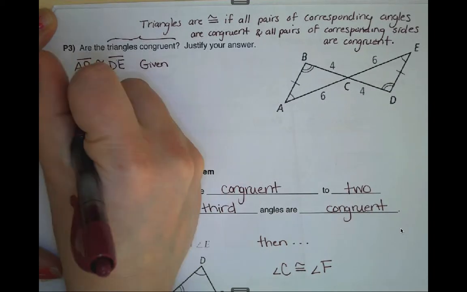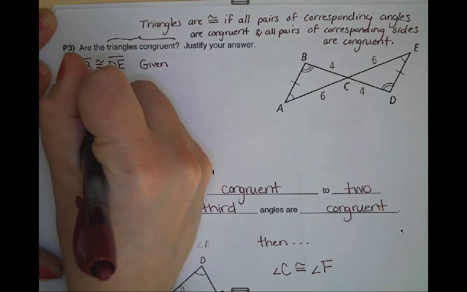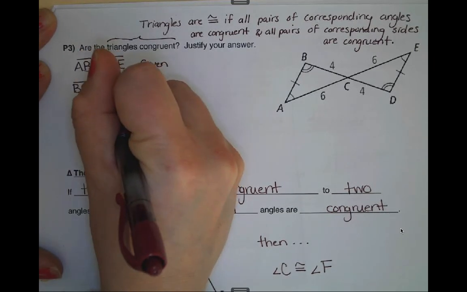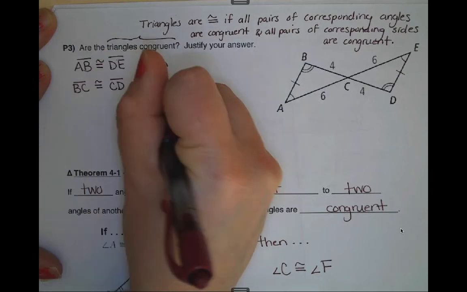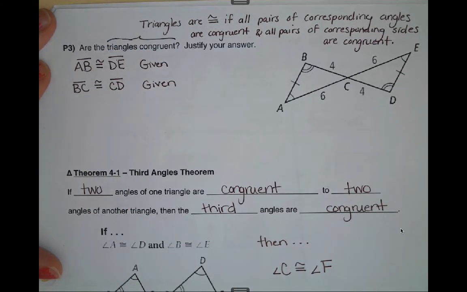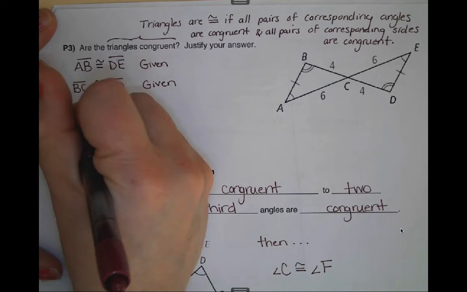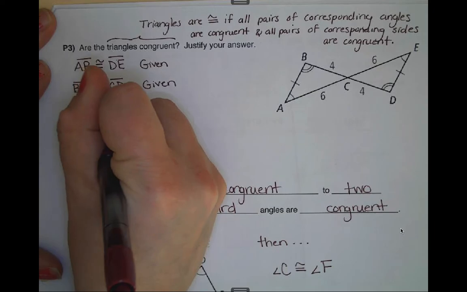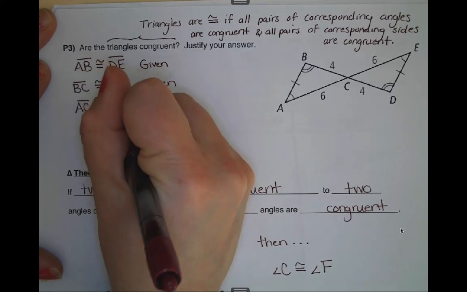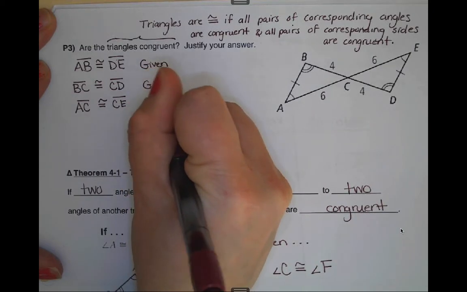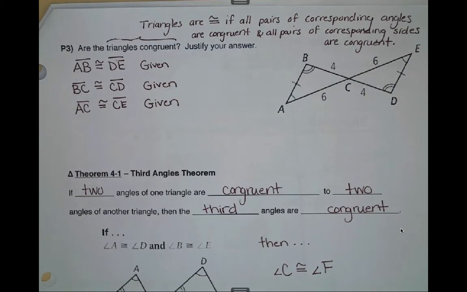I also see that side BC is congruent in length to side CD. And again, both of them were length 4, so that was just given to me. Finally, for sides, AC is congruent to CE. Both of them were length 6, so I'm going to say that was given to me in the picture.